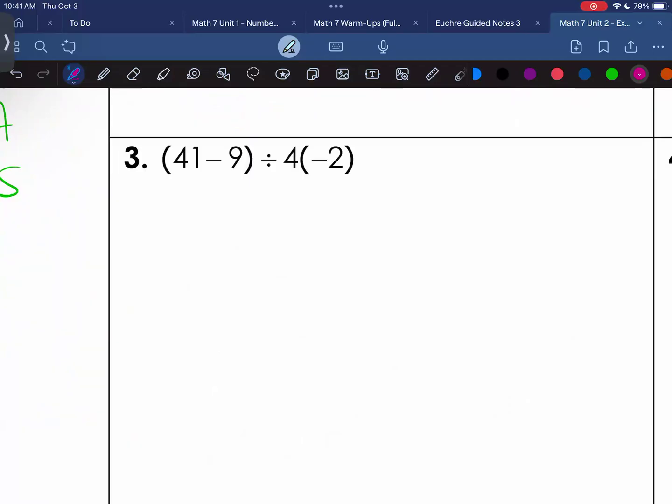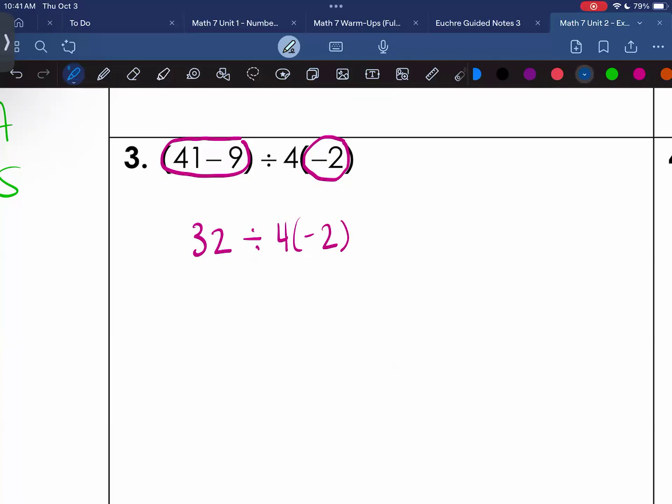We have 2 sets of parentheses. We can solve this inside these parentheses, right? 41 minus 9, that would give us 32. Inside these parentheses, is there anything to be done? No, there's no addition, multiplication, exponent inside the parentheses. So that's already done, right? There's nothing inside of it to do. So I'm gonna bring it down.